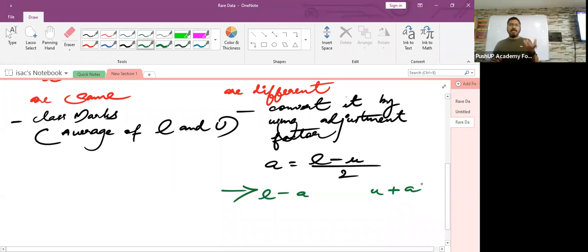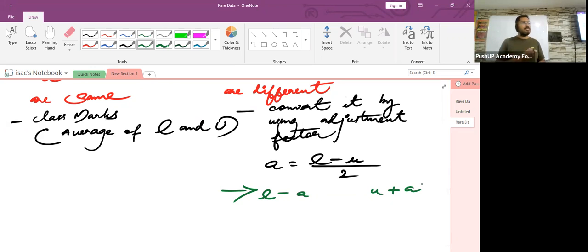These are the shortcut ways in which you can remember things. L minus A, U plus A. What does it mean? Lower limit minus adjustment factor, upper limit plus adjustment factor. And it goes on.